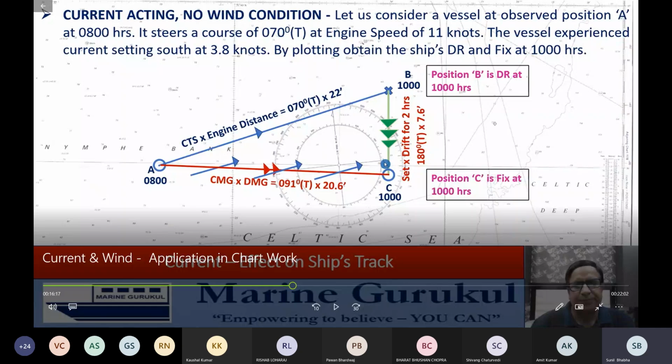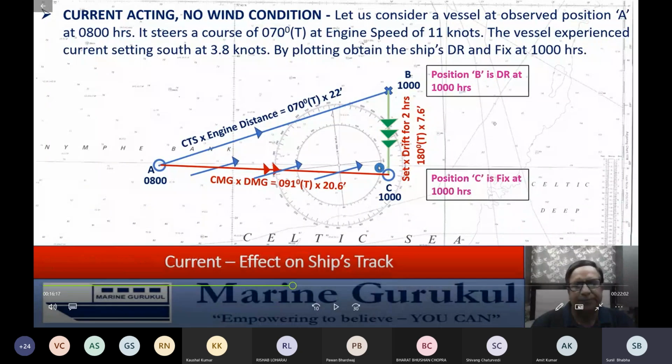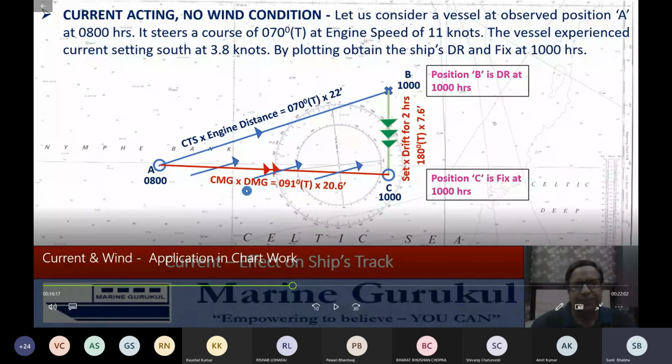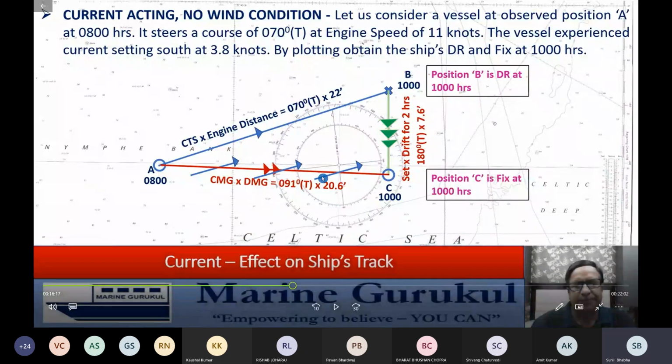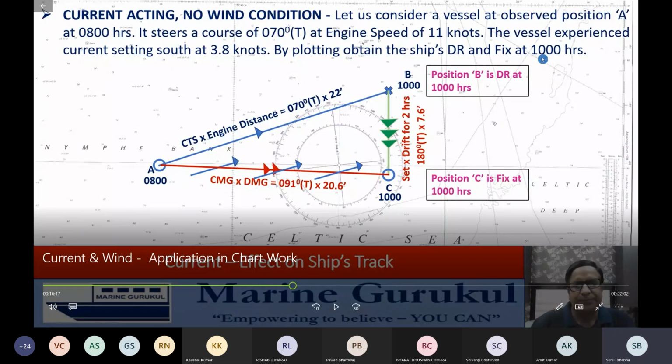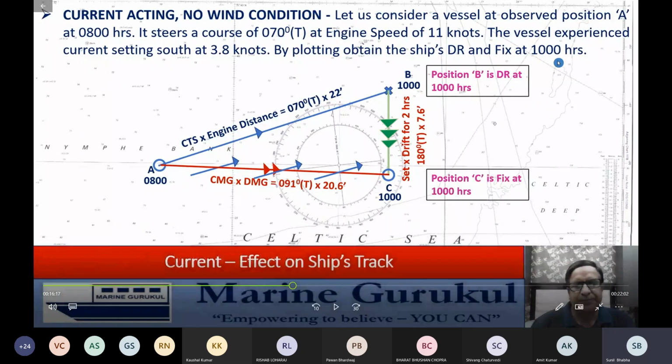And the third side which you see here, the red color side, is the course made good vector. The direction is the course made good and the magnitude is the distance made good by the ship. All the three sides are for exactly the same duration. They should always be of the same duration. So in this case, the duration is 2 hours. Many a times in chart work questions, we make a duration of 1 hour. It's known as a 1 hour triangle.